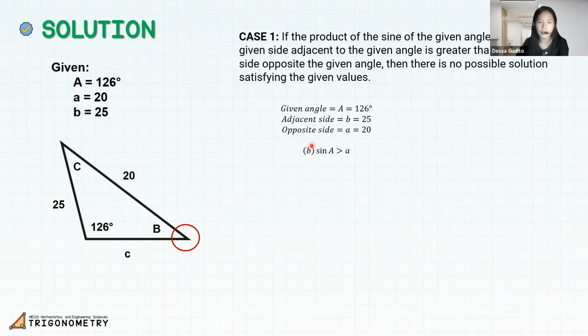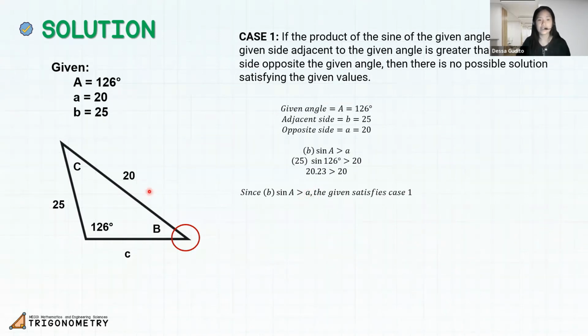In mathematical form, this case states that b sine A must be greater than a. So substituting the values, 25 sine of 126 must be greater than 20. Solving 25 sine 126, it is equal to 20.23. Since b sine A is greater than a, the given triangle satisfies case 1. Therefore, there is no possible solution satisfying the given values, or there is no possible triangle that can be formulated with what is given right here.